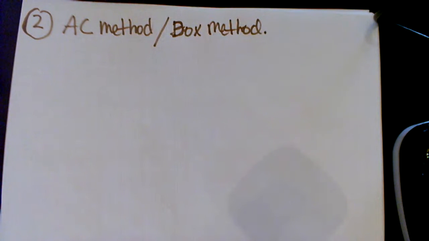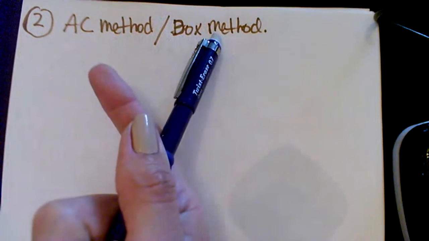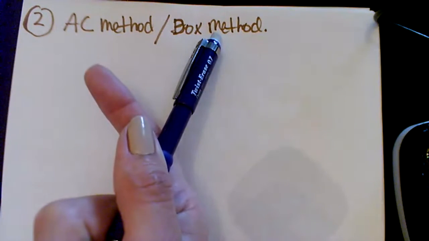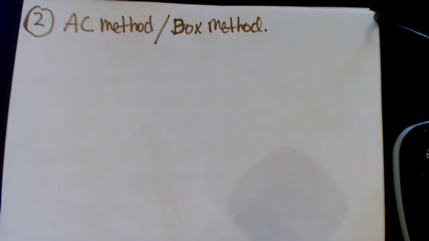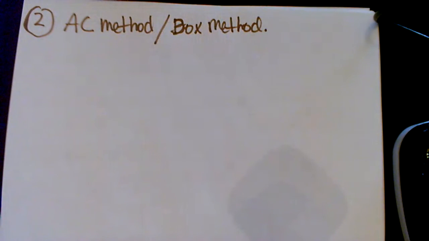Let's do it. So now we know what to do when A is equal to 1. So what about when it's not equal to 1? We're going to use the AC or the box method. We're using this method when A is not 1. That's when we're using it.